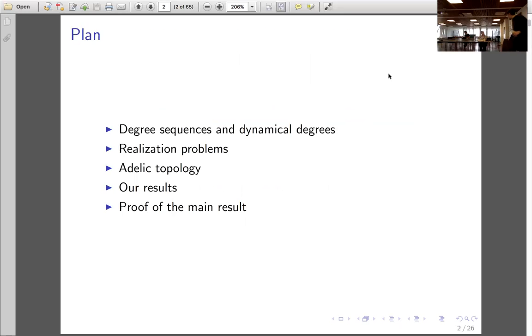Here is the plan of the talk. At first, I will briefly introduce the dynamical degree and the degree sequence. And then I present a class of problems. We call it a realization problem. And we will introduce a topology. We call it the adelic topology. And this topology will be useful in realization problems. And then we present our result. And at the end, we give the proof of the main result.